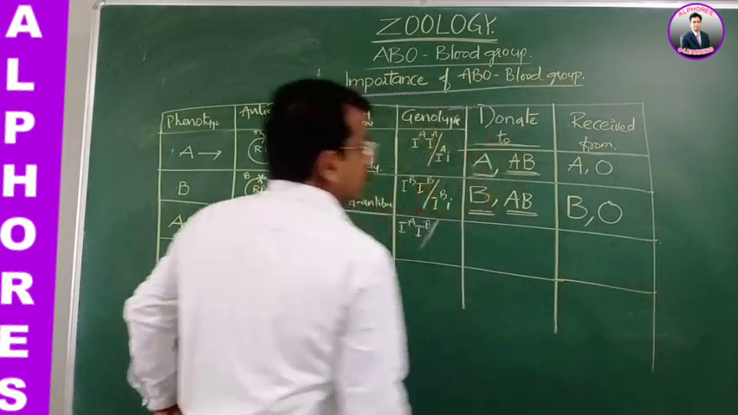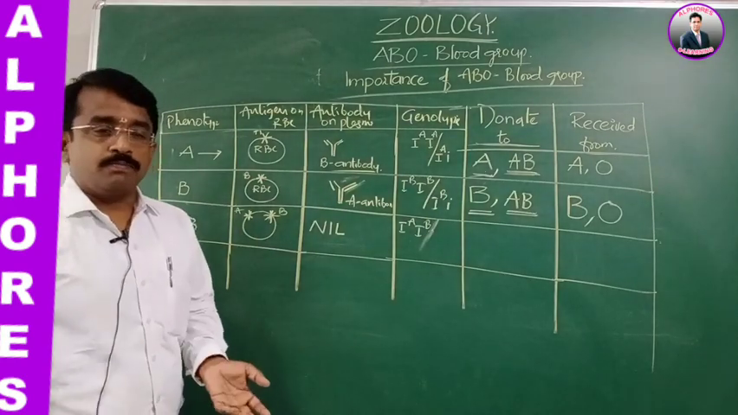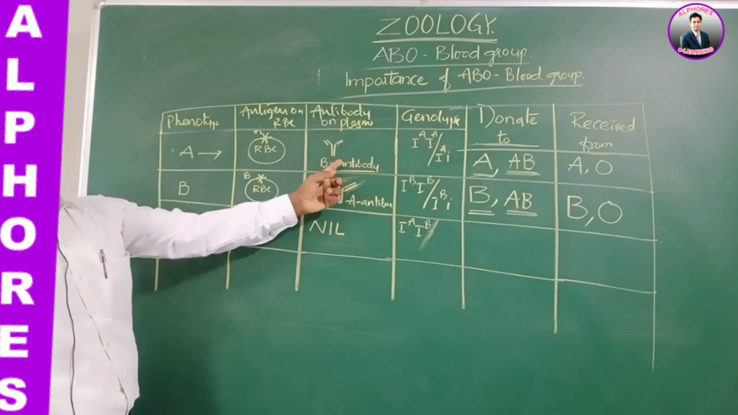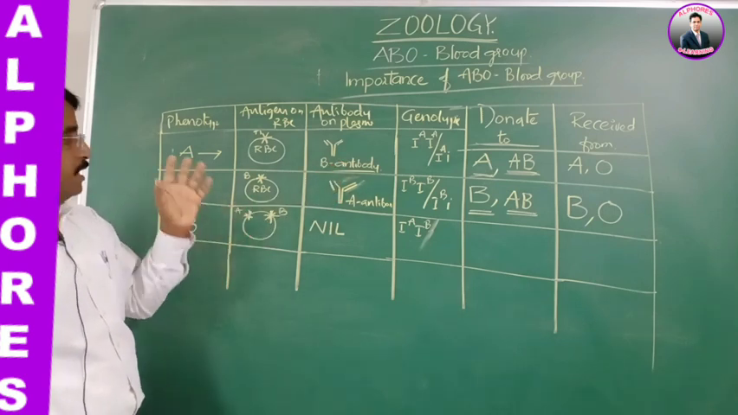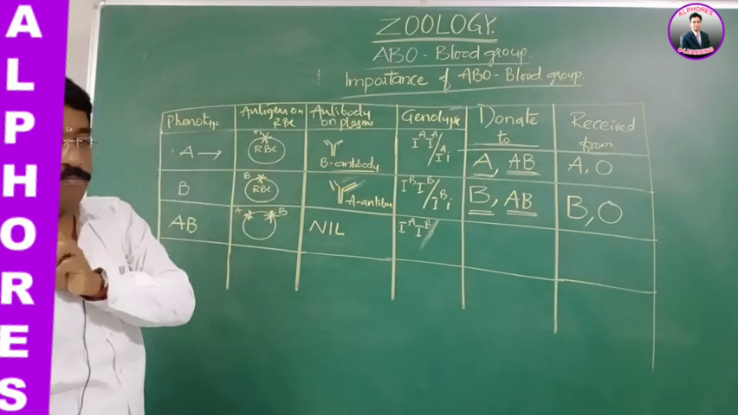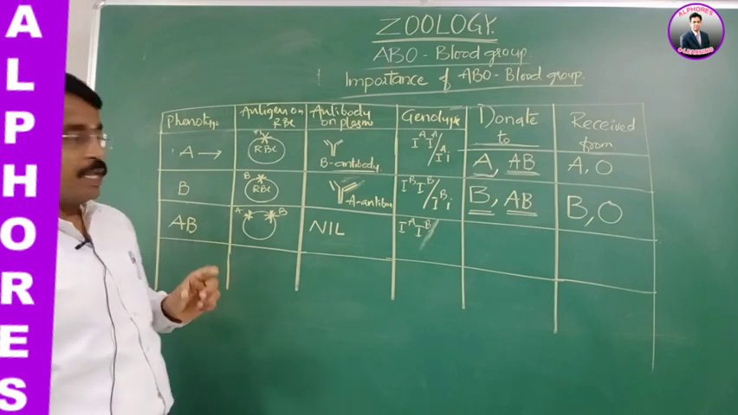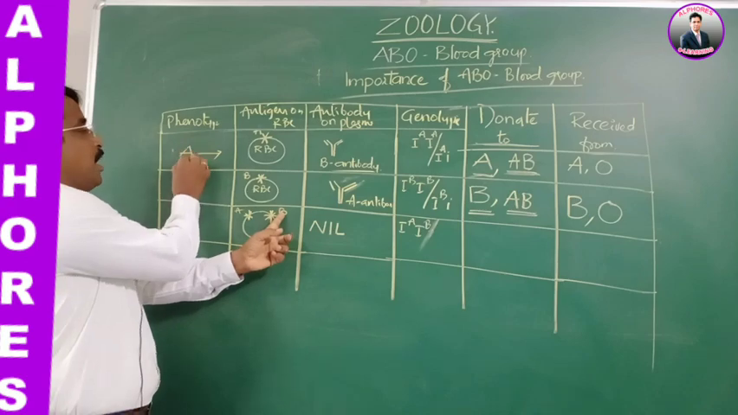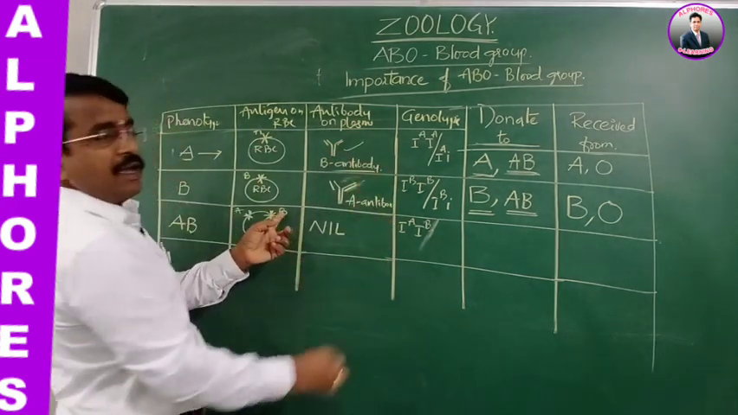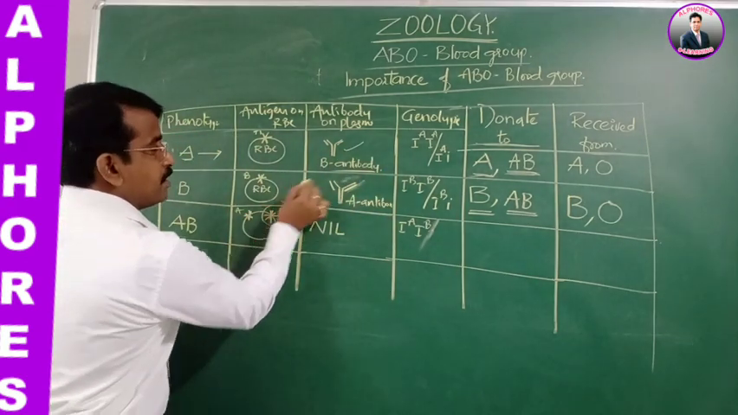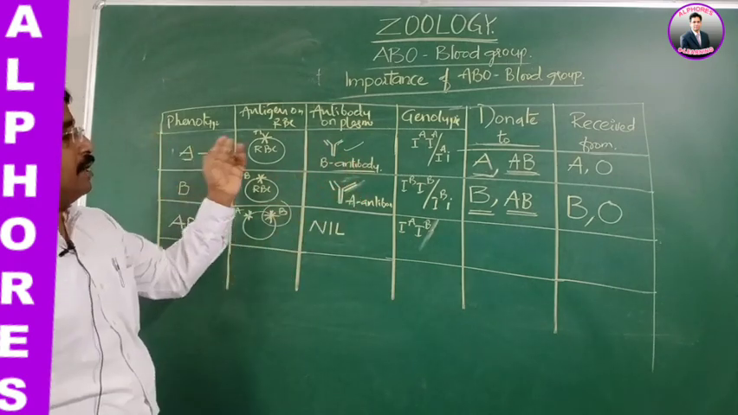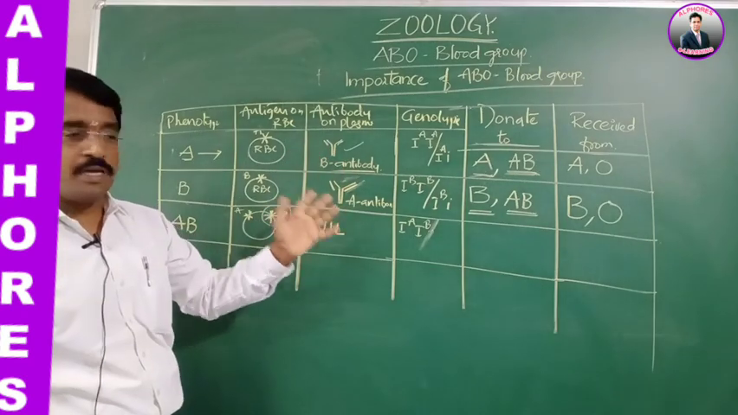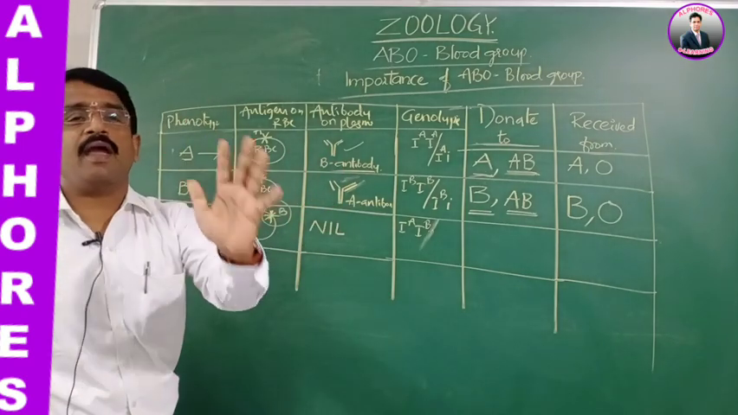Next, it can donate to... all the A will have B antibody. Let's see. If it is donated to A, is there a problem of B antibody? As against the B antigen, B antibodies are produced in the recipient. So there is a clumping. So it should not donate to A.